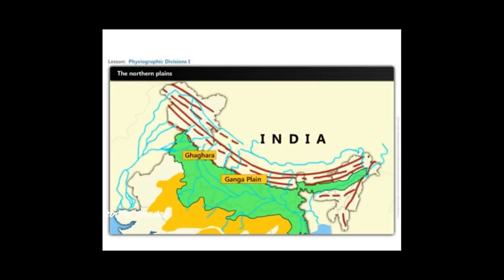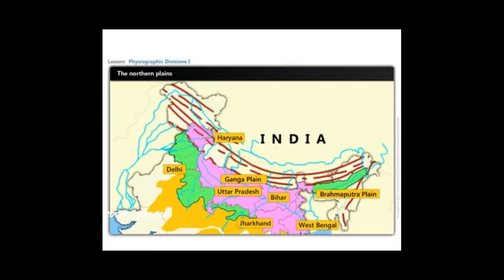Doab is made up of two words, do meaning two and ab meaning water, where two water bodies are present. The Ganga plain extends between the Ghaggar and Teesta rivers. Can you name the states lying in the Ganga plain? It is spread over the states of North India: Haryana, Delhi, UP, Bihar, partly Jharkhand, and West Bengal to its east. Brahmaputra plain lies in Assam.